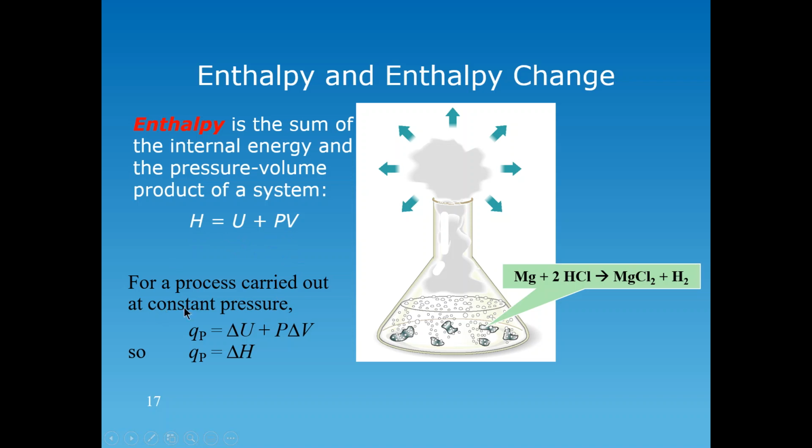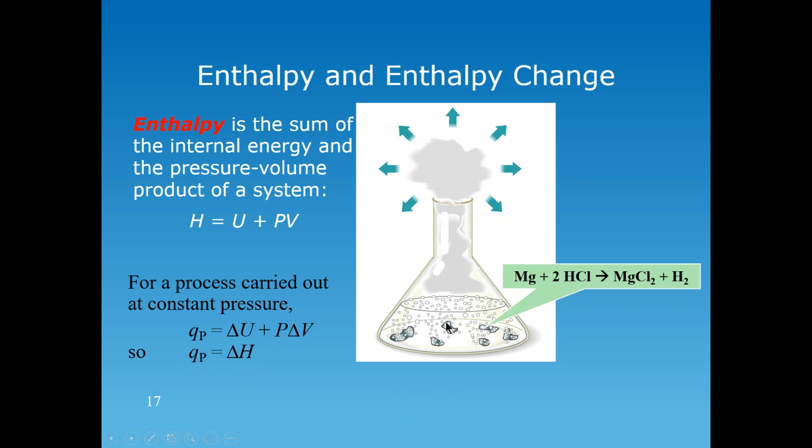So, as we said before, we were talking about the fact that under constant pressure conditions, QP, right, based on this equation, would be equal to delta U plus P times delta V. In other words, QP would be the same thing as the change in enthalpy. So basically, the heat change under constant pressure conditions is basically the same thing as a change in enthalpy.